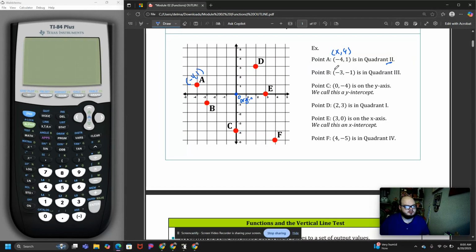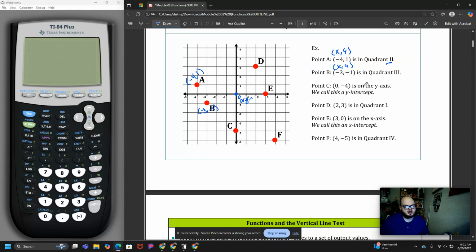Okay, so let's do B as well. X comma y. So that's negative, negative, so I know that it has to be down here in quadrant 3. 1, 2, 3, and down 1. Negative 3, comma, negative 1, and that's going to go over top of the B. My greatest apologies.